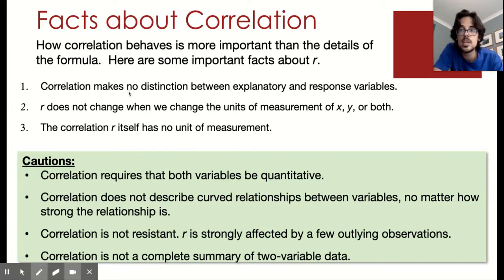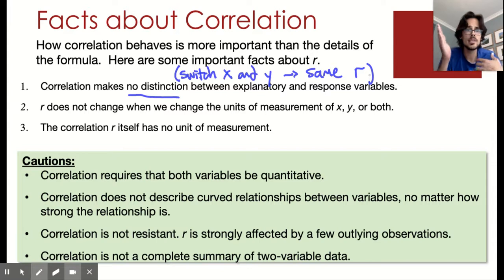It makes no distinction between explanatory and response variables. What does that mean? If you switch X and Y in a problem, you're going to still get the same R. So if I was graphing, like in the last video, I did a problem where I did, I think it was sprint time versus jump distance. If I were to swap those and put sprint time here, jump distance here, the picture is going to look different, obviously, because I've moved my variables around, but the R that you get will be exactly the same. So if you trade your variables, R stays the same.